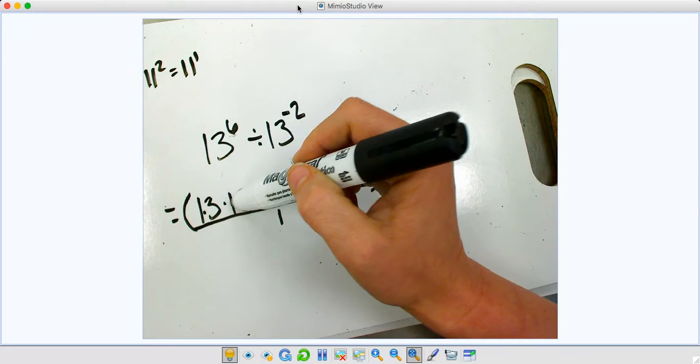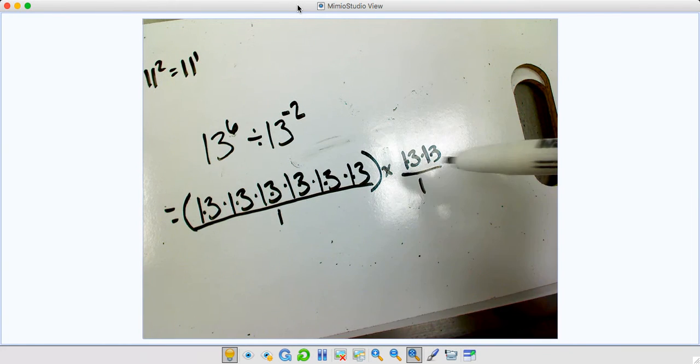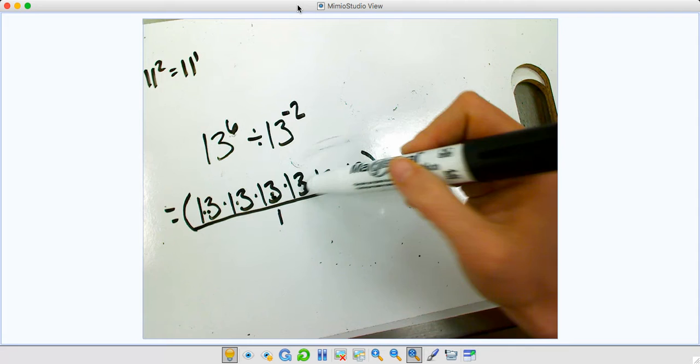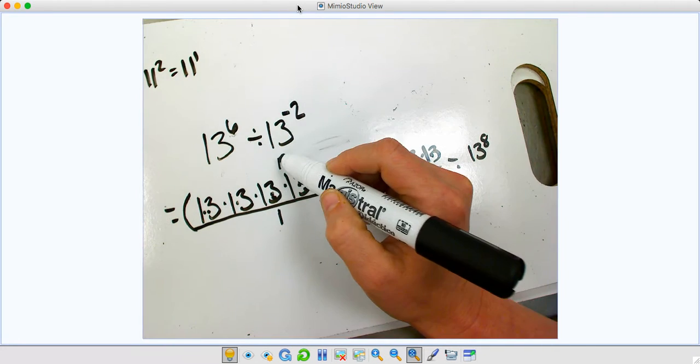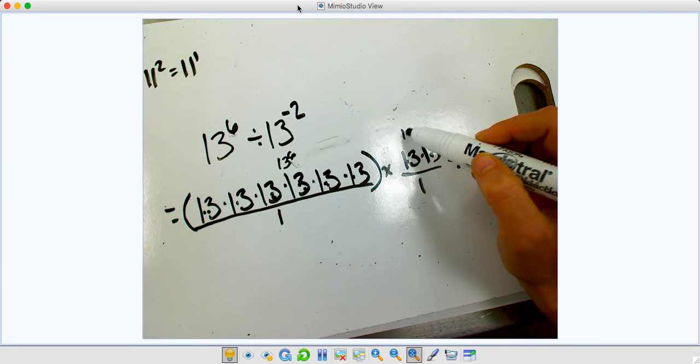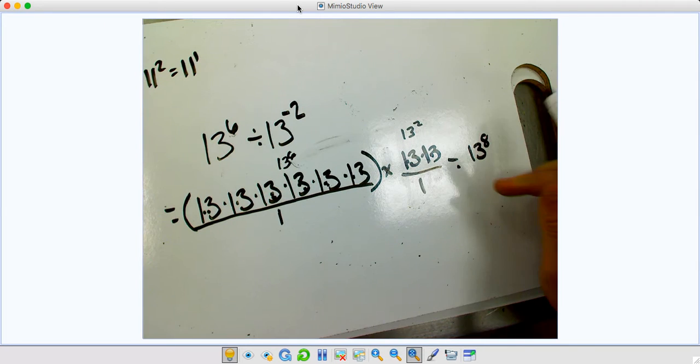13 times 13 times 13 times 13 times 13 times 13 times 13 times 13. On the top, we have 1, 2, 3, 4, 5, 6, 7, 8 factors of 13. So that's 13 to the 8th power. Or we had 13 to the 6th here, and then 13 to the 2nd here. So when we add those exponents, we would still get 13 to the 8th. So it does hold true.